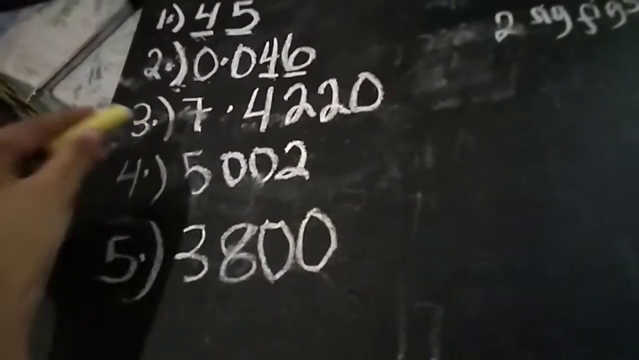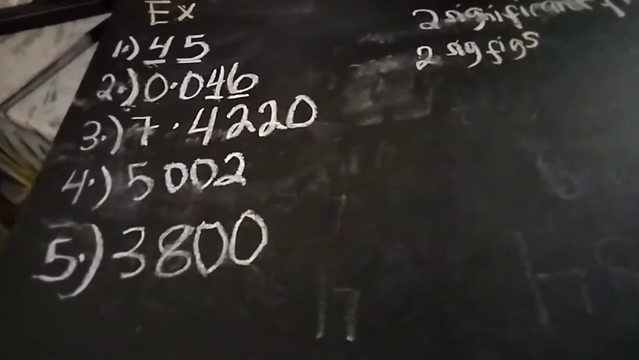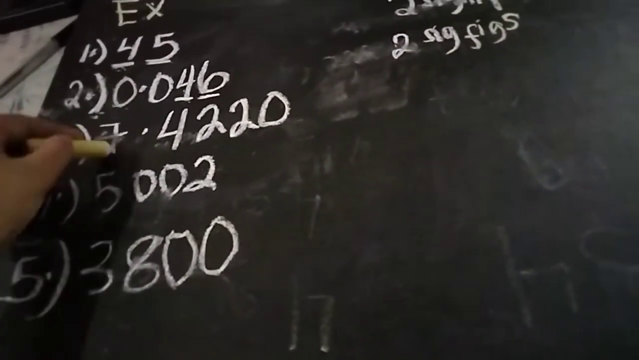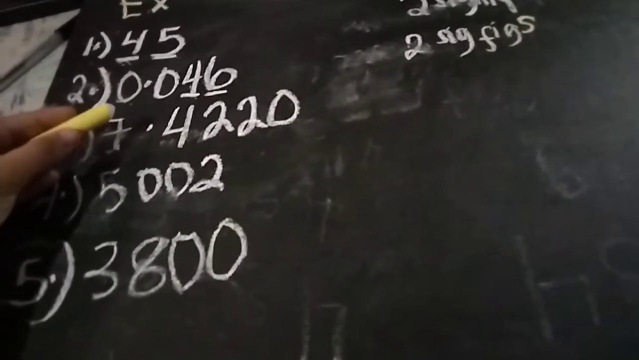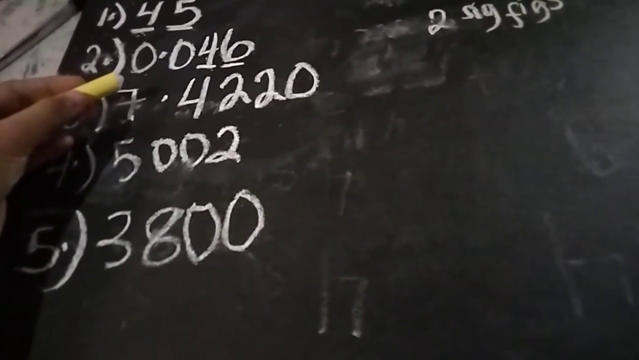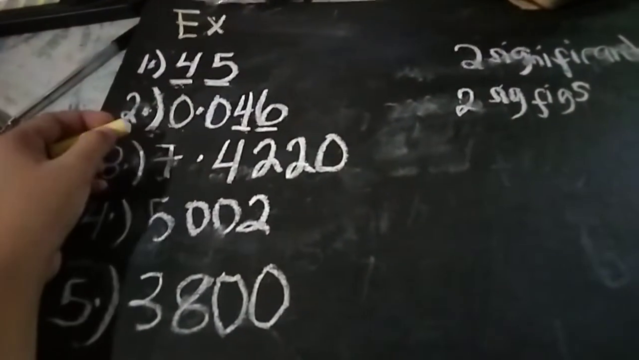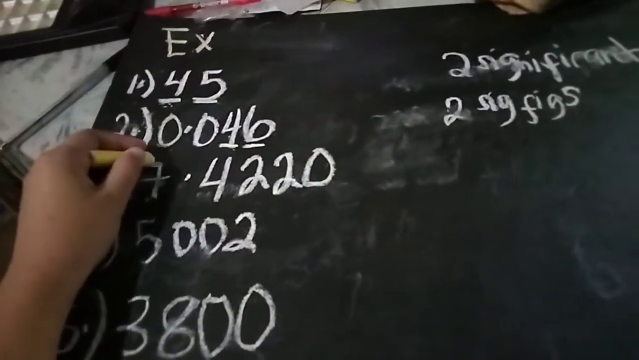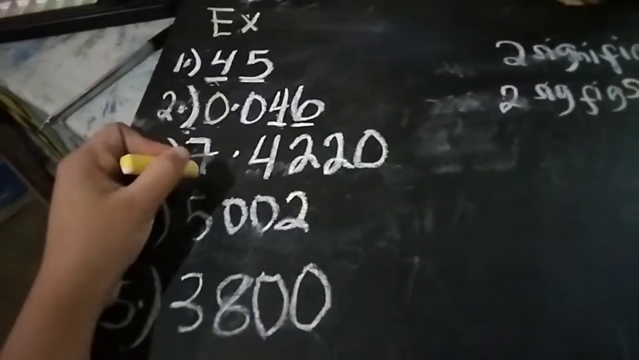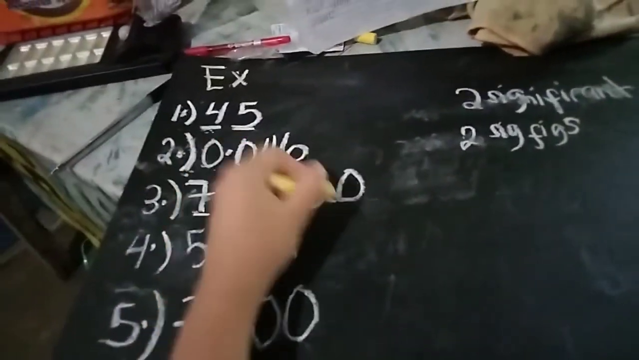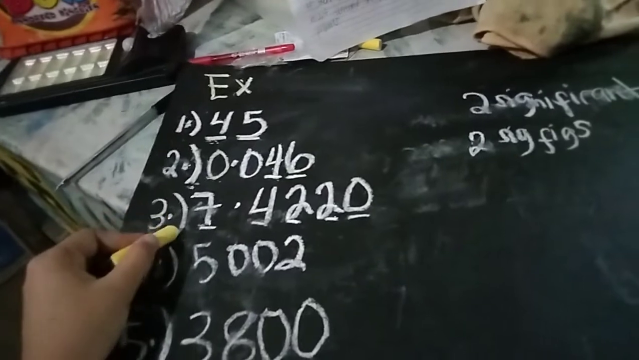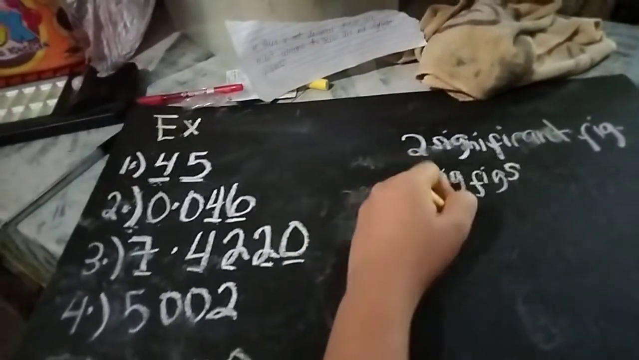So we are going to answer example number 3. The number 3 example is the same as the previous. We count these numbers here: 1, 2, 3, 4, and 5. So how many significant figures are there? 5 significant figures.